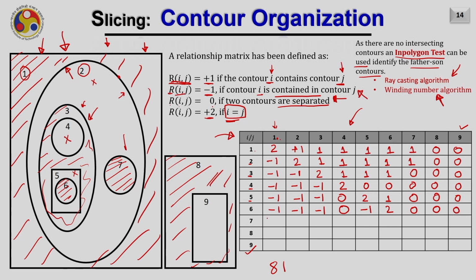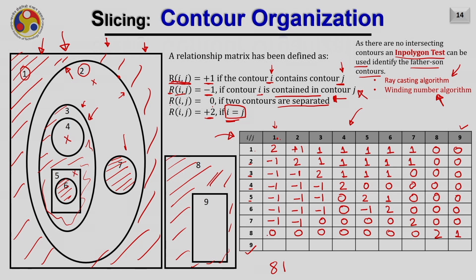Then let us consider 7. 7 is inside 1, 7 is inside 2, and it is separated from 3, 4, 5, 6 and 2 here, and it is also separated from 8 and 9. 7th contour does not contain anything. Then the 8th contour, it is separated from 1, 2, 3, 4, 5, 6, 7, and also it is containing 9, hence 1 here.